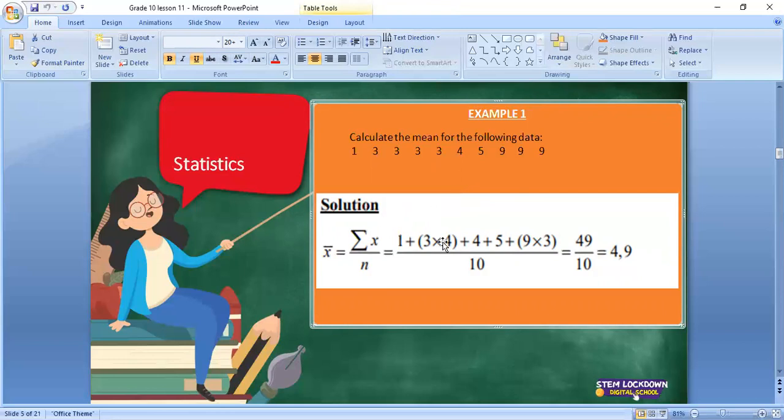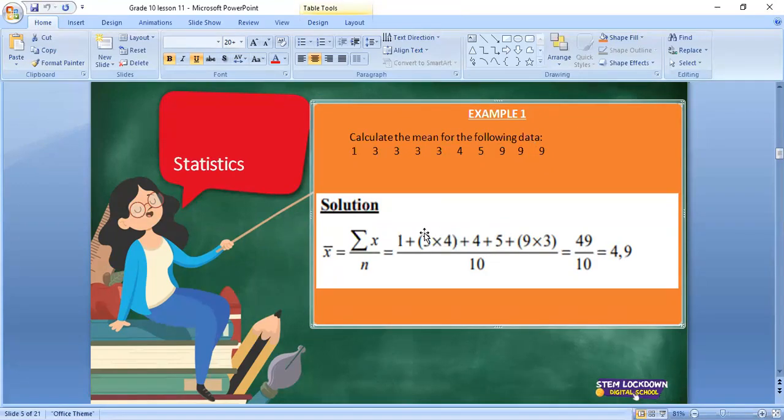Meaning you add all the numbers together, divided by how many there are: 10. So 1 plus 3 plus 3 plus 3 plus 3 plus 4 plus 5 plus 9 plus 9 plus 9. To avoid repeating 3 in four places, we can write 3 times 4. So 1 plus 3 times 4, plus 4 plus 5, plus 9 times 3, all added together over how many there are, 10 of them: 1, 2, 3, 4, 5, 6, 7, 8, 9, 10.